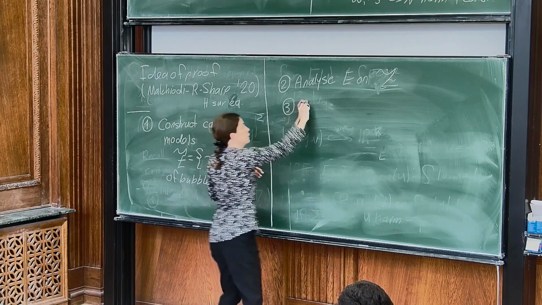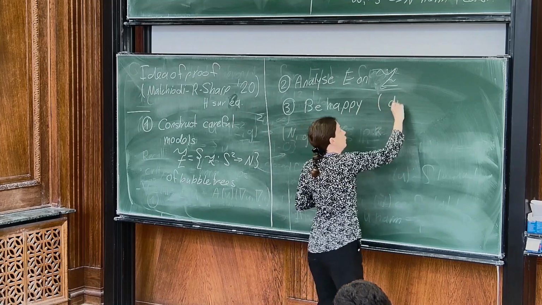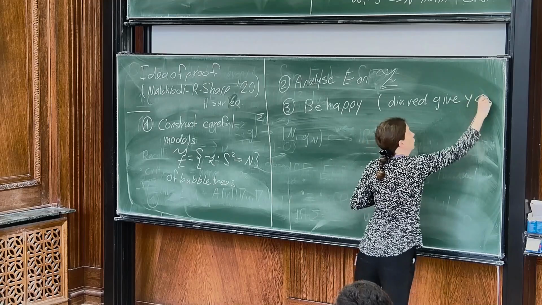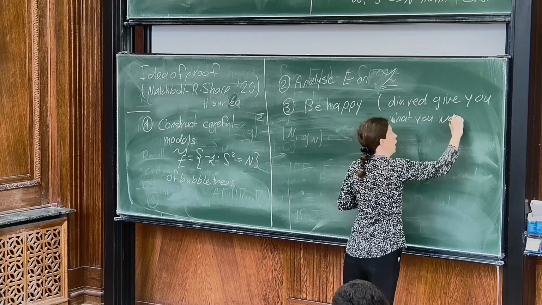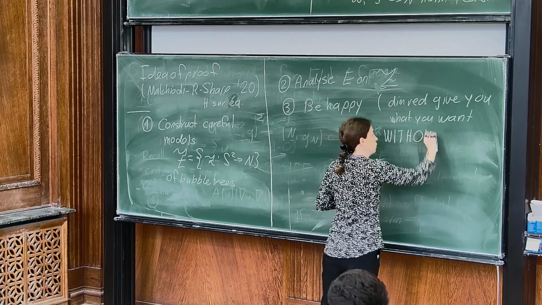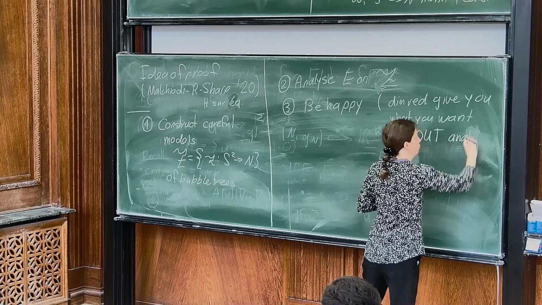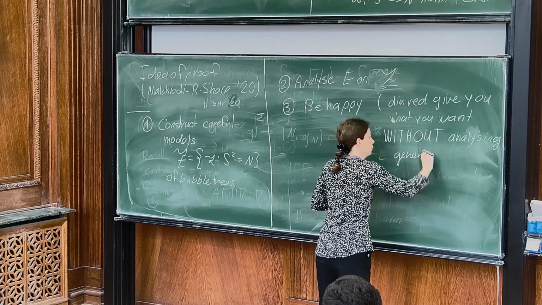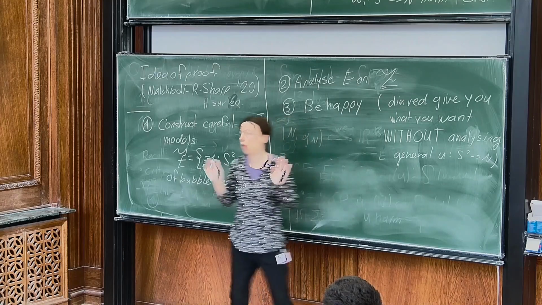So step 3 is be happy. And that means dimension reduction techniques give you what you want, and it gives you what you want without analyzing general maps U from S2 to N. You never have to analyze the general almost solutions.